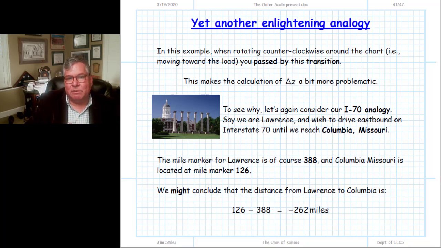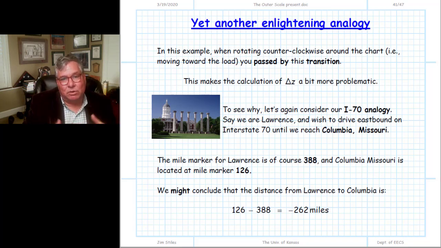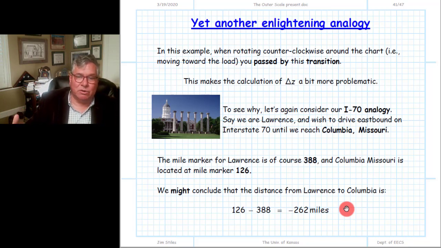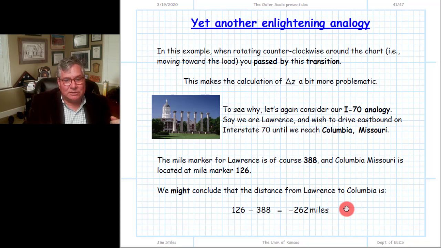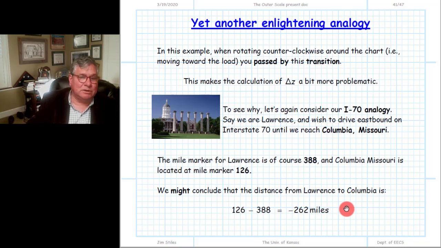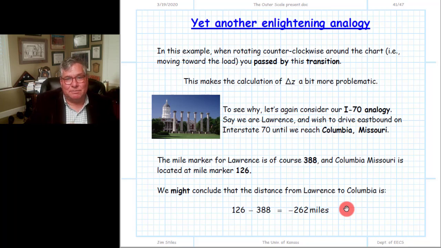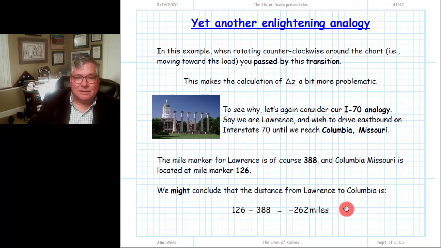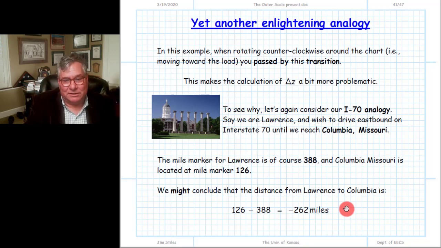At Columbia, Missouri, the mile marker on I-70 is a value of 126. Of course, it's further east, so we should be able to take 126 and subtract the mile marker of Lawrence, Kansas from it, and that will tell us the distance from Lawrence to Columbia. When we do that, 126 minus the mile marker 388 for Lawrence, we get a value of minus 262 miles. Well, this would tell us, according to our interpretation of the minus sign, that Columbia is 262 miles west of Lawrence, Kansas. I can assure you, and I've spent lots of time in both Columbia, Missouri and Lawrence, Kansas, Columbia, Missouri is not west of Lawrence.